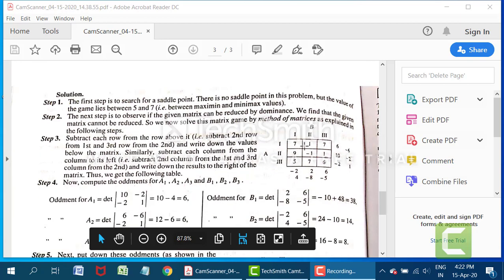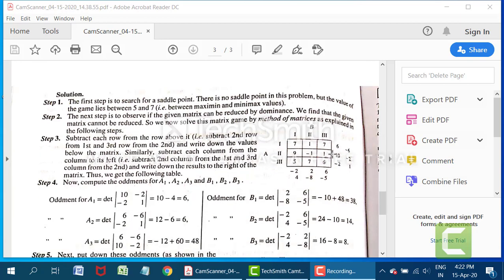The matrix you see: 7, 1, 7, 9 minus 1, 5, 7, 6. Here, subtract the second row from the first row. Second row 9, minus 1, 1. First row 7, 1, 7. Write the element results here: 7 minus 9, minus 2. 1 minus of minus 1, plus 2. 7 minus 1, 6.